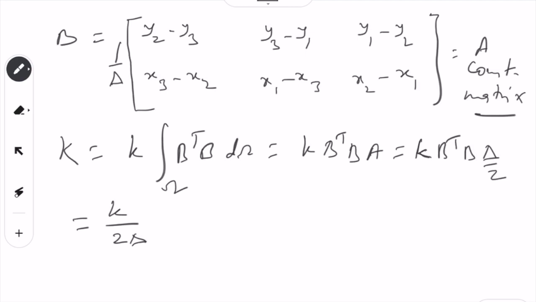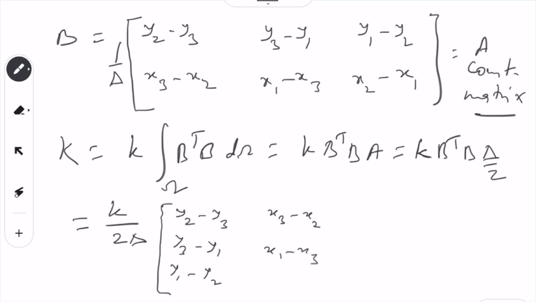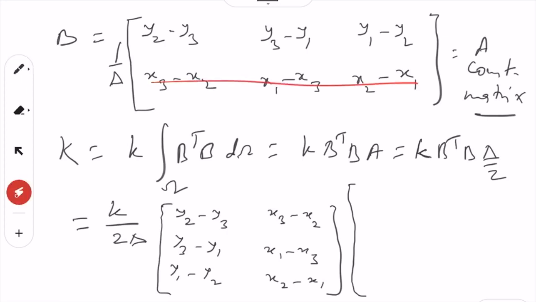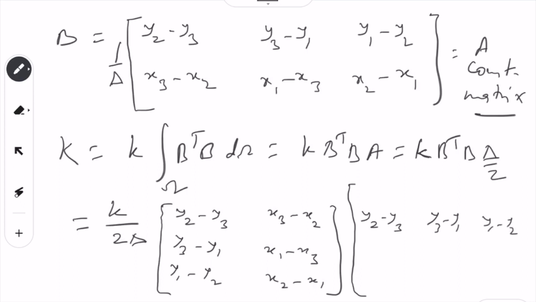And then we write the transpose of that. The transpose will be simply y2 minus y3, y3 minus y1, y1 minus y2, and then x3 minus x2, x1 minus x3, x2 minus x1. Then the same thing we repeat for B: y2 minus y3, y3 minus y1, y1 minus y2, x3 minus x2, x1 minus x3, x2 minus x1, like this.